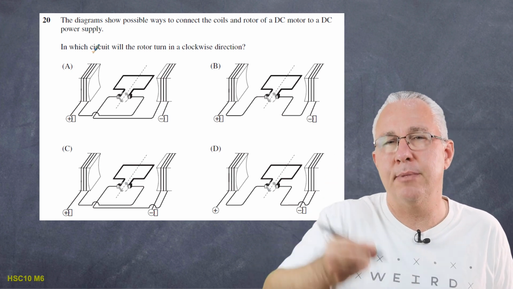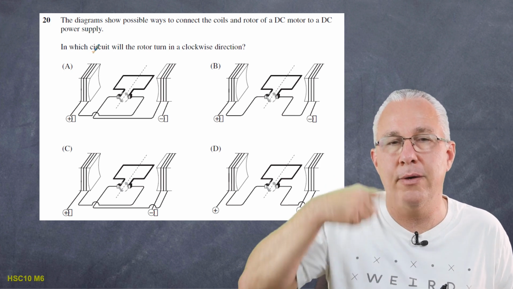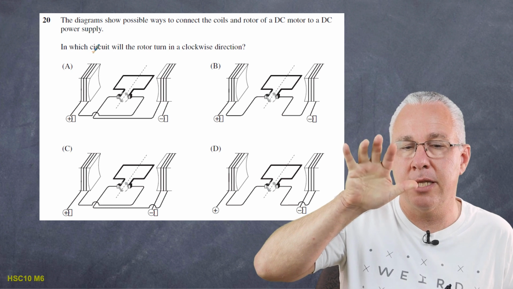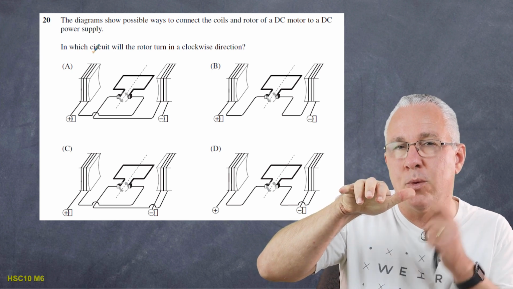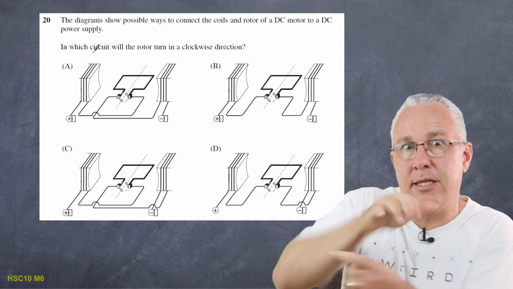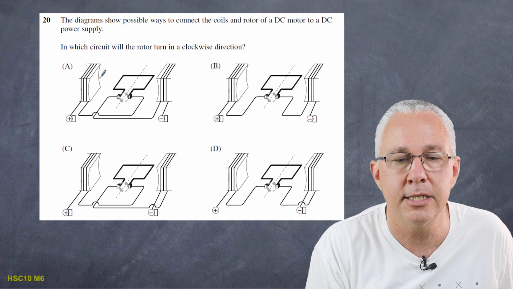Now, how do we establish which end is the north? Well, if my current is going to go in that direction, I curl my hands across in that direction, and that automatically means my north is at that end. But that means I've got my south on this end. So automatically I know that this here is a south.